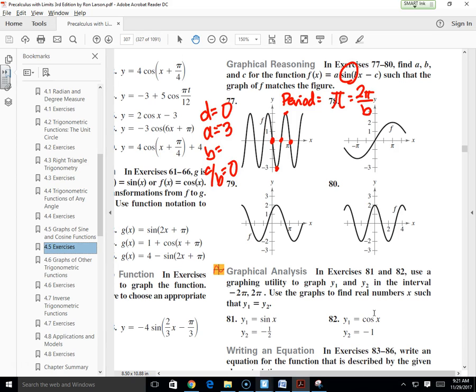So if, any mental mathers out there? If the period is pi, what must B have been? 2. Yeah, so B is 2. If you wanted to, you could solve it. B times pi equals 2 pi, divided, B is 2. Now, what are you going to do with that? Plug it in.